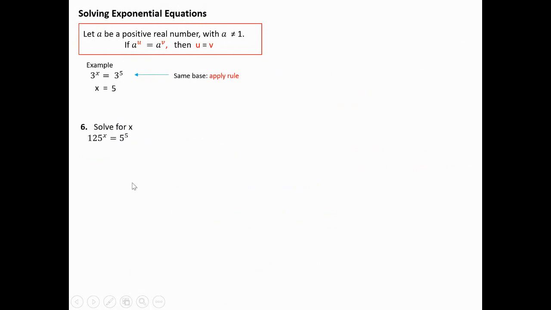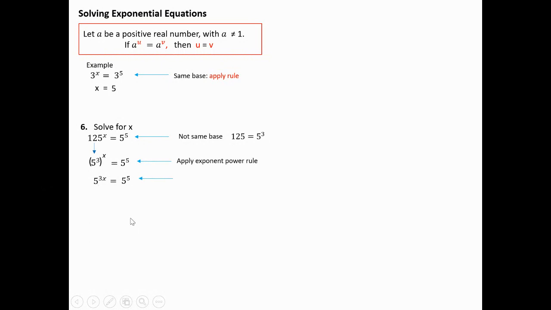Now this is number 6. Are the bases the same? No, they're not, correct. Not the same base. So now, let's see if 125 can be simplified with a base of 5. 125 is equal to 5 cubed. So we're going to simplify 125 and replace it with 5 cubed, which is the equivalent. So now here we're going to apply the power rule, which means we multiply the exponents. So now 5 to the 3x equals 5 to the 5th power.